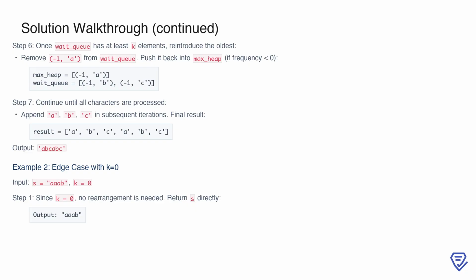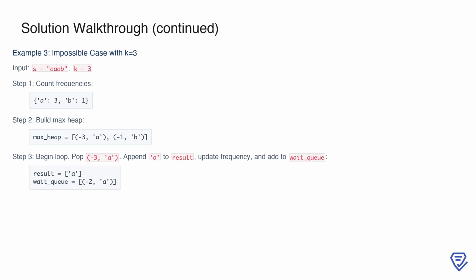For edge cases like k equals 0, no rearrangement is required. For instance, with input "ob" and k equals 0, we simply return the string as is, resulting in "ob". Next, we consider an impossible case where the input string is "ob" and k is 3.